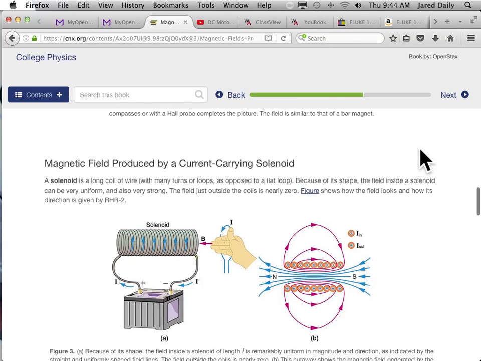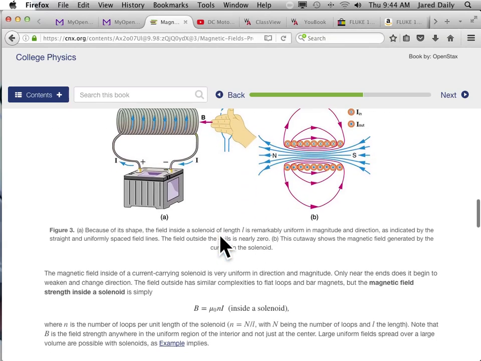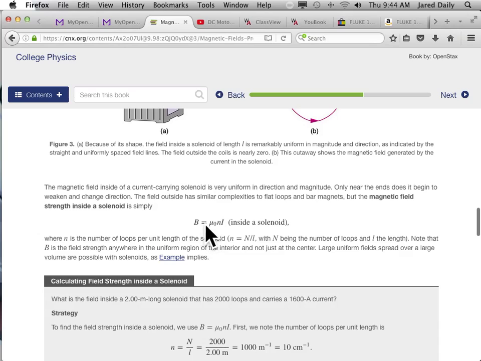What happens if you have a solenoid, so a whole bunch of loops all looped up into a long cylinder? Well, it's a similar equation still. It's mu naught times the number of loops per unit length. So you have a number of loops per meter in this equation. And then you multiply by the current going through the loop. And that'll tell you the magnetic field inside that solenoid.